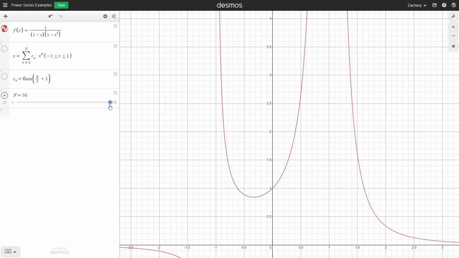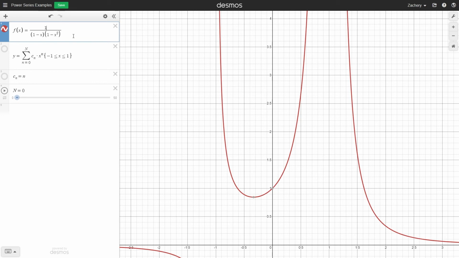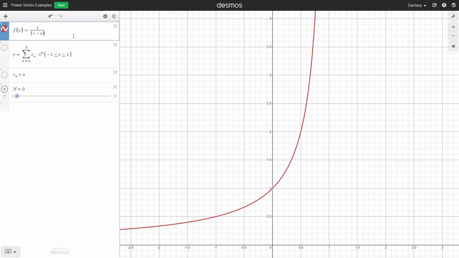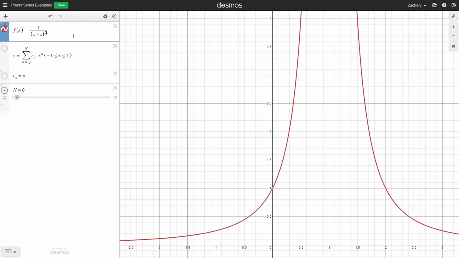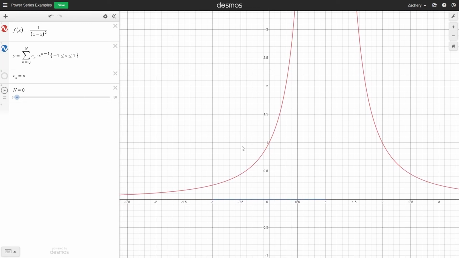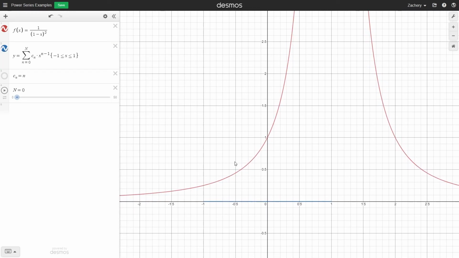So let's hide that for a second. Now, the coefficient function is just n, right? We are looking at 1 minus x squared, and I need to change here the exponent to be n minus 1 because of the power rule. Okay. So now if I go back to showing this, you can see that's not really very accurate, but I think that's fine. Don't worry about that.